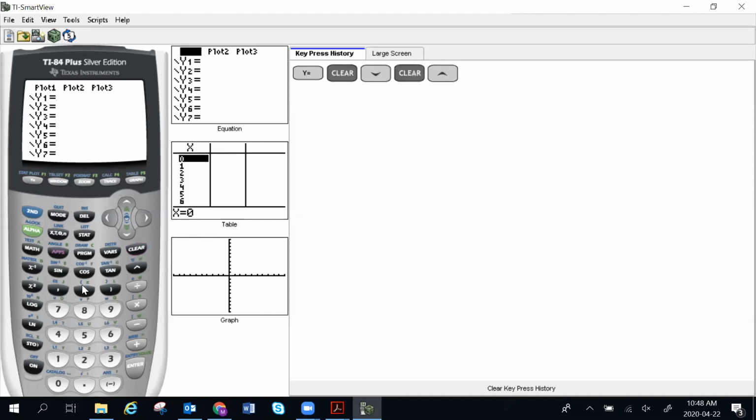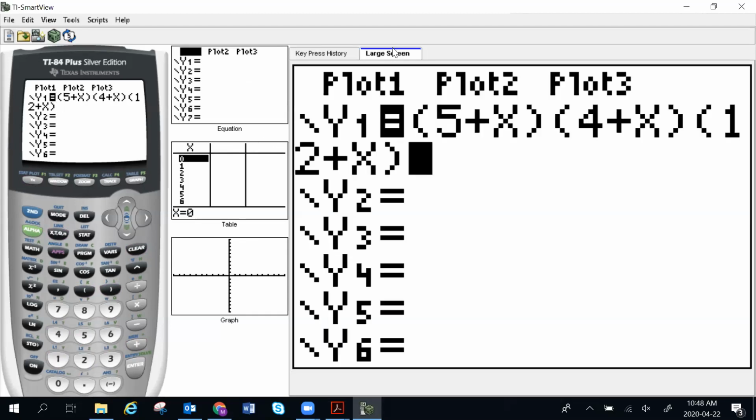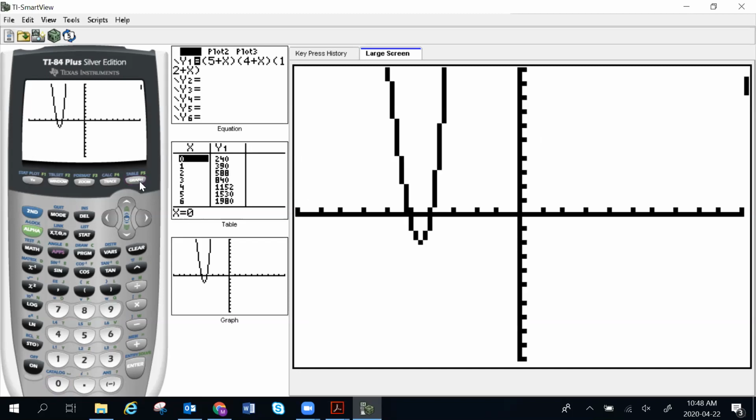So in Y1, I'm going to graph 5 plus x, 4 plus x, 12 plus x. And in y2, what I'm going to do is I'm going to graph 1,000. Now, if I go and hit graph on my calculator, I don't see a heck of a lot. I see that over there. So this is a skill I need you to get really, really good at.